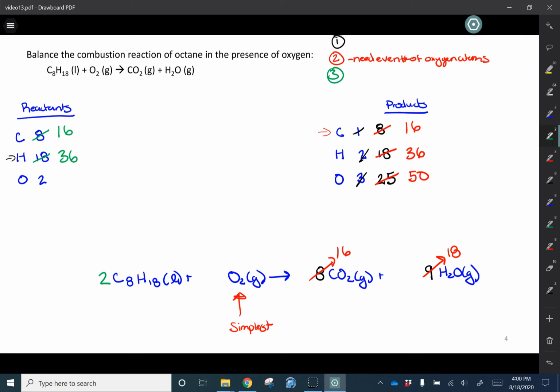Now we're talking about something really good. We have the correct number of carbons, the correct number of hydrogens, and the only thing we need to change are our oxygens, and 50 here is a multiple of 2, so the last thing we're going to do is balance our oxygens. We're just going to put 25 there. 25 times 2 is 50. So now we should have 50. Let's check.